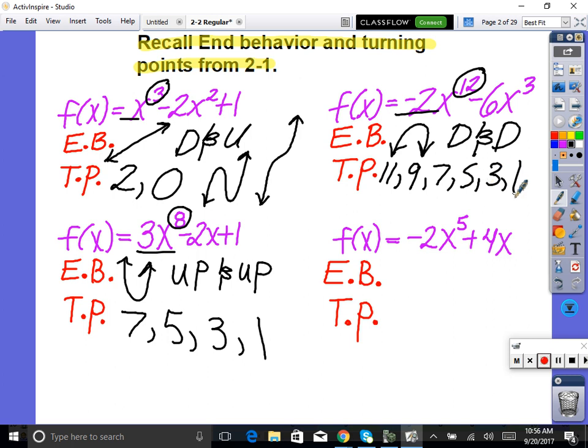Very good. All right, looking at this one, it's odd, so it's opposite. It's negative, so it's up and down. Very good. And then it could at most have.